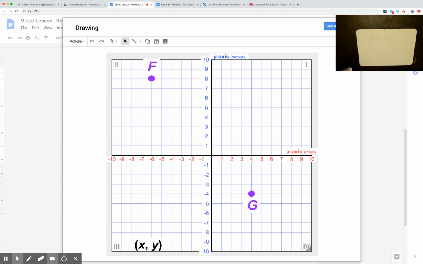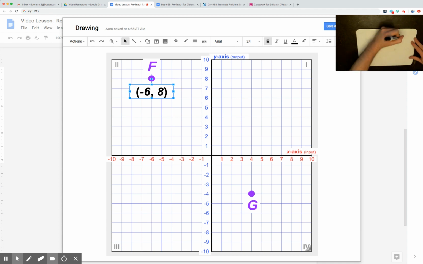I know F, the coordinates for F, are -6 for X, +8 for Y. Lines up with -6 on the X-axis, +8 on the Y-axis. I'm going to write that down on my whiteboard. Coordinates for point F, -6 and 8.